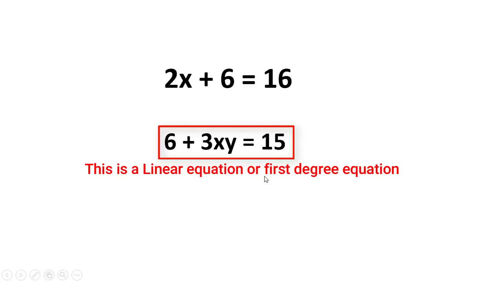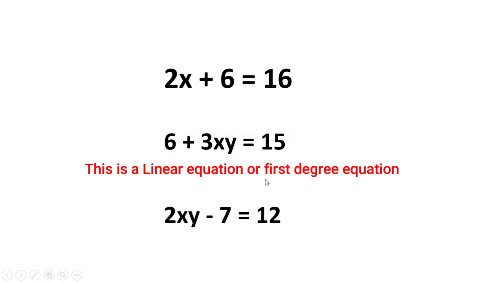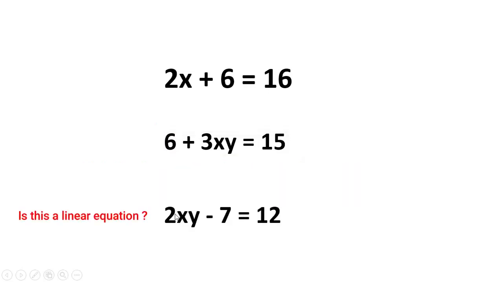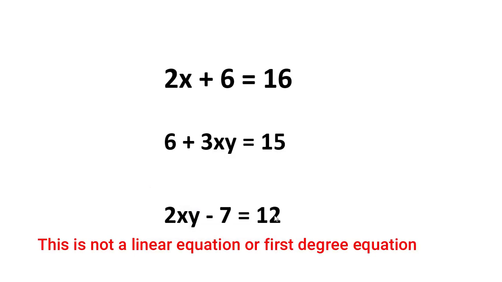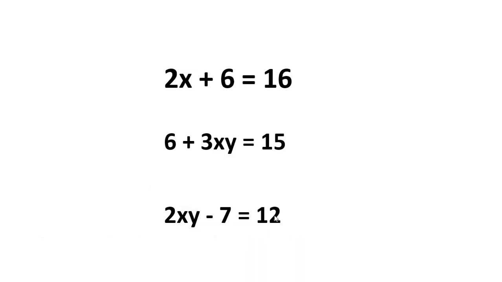Okay, I'm going to explain with another example. Is this a linear equation? Let's find out. 2xy minus 7 equals 12. The power of this x is 1. The power of y is 1. 1 plus 1 is what? 2. Minus 7 equals 12. This is not a linear equation, because the highest power of the variable is not 1.